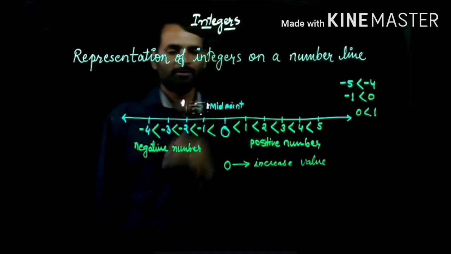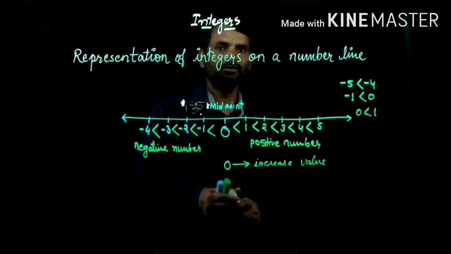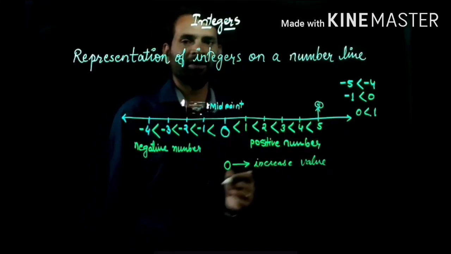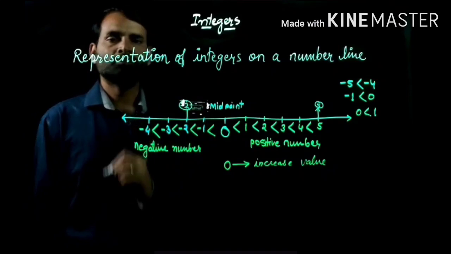Okay, suppose on the number line you find the 5. This is 5. And find -2 on the number line. So this is -2.